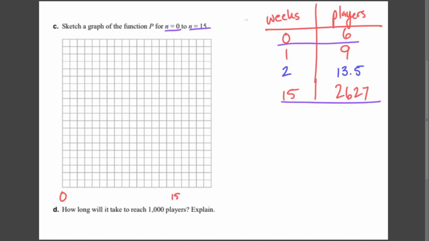Sorry, this is really hard to do when I've got both this up and I'm trying to do the calculator at the same time. And I, again, apologize that you can't see this.